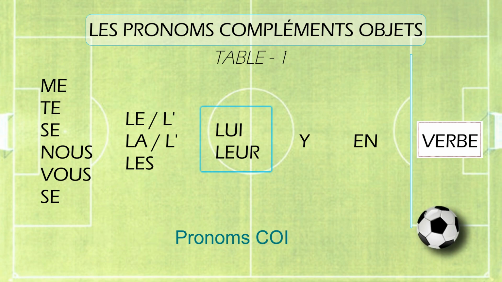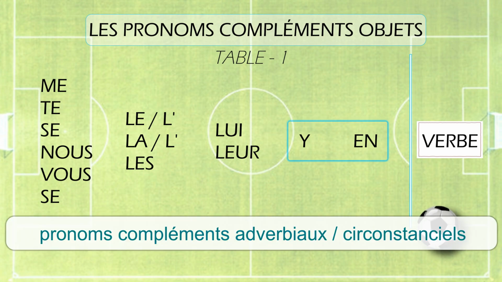Lui and leur. These can be used only as pronom COI. That means these are indirect object pronouns. They can only replace an indirect object or COI. Y and en are from a different universe. They are from a slightly different family called pronom complément adverbial, or sometimes they are used to replace a complément circonstanciel. We will talk about them soon.